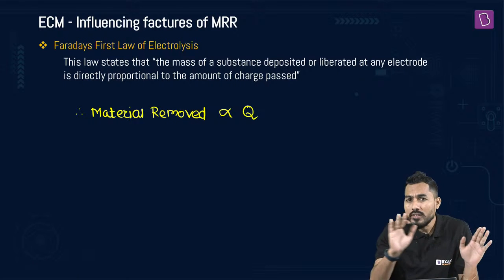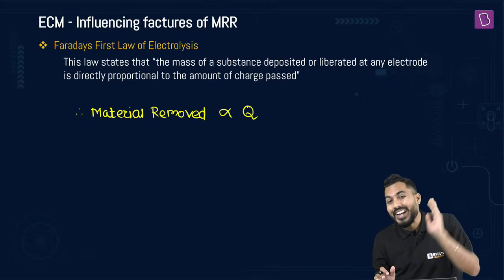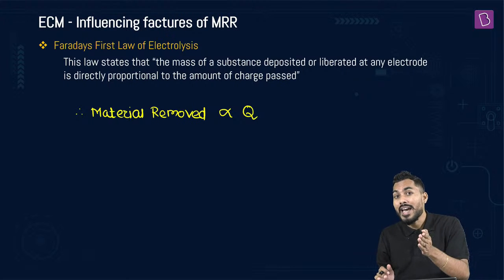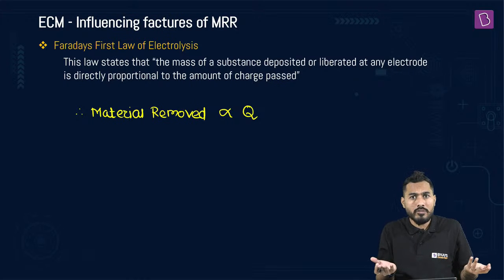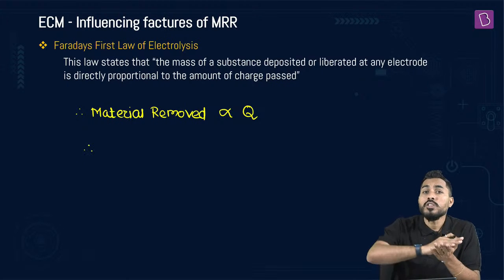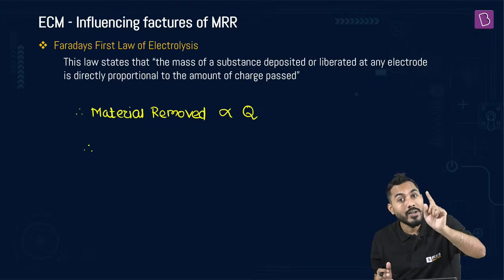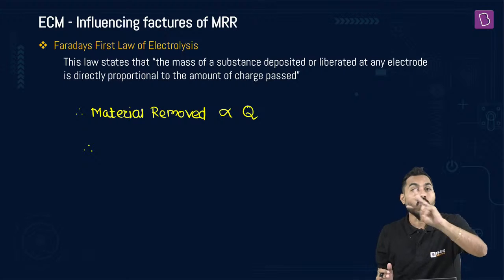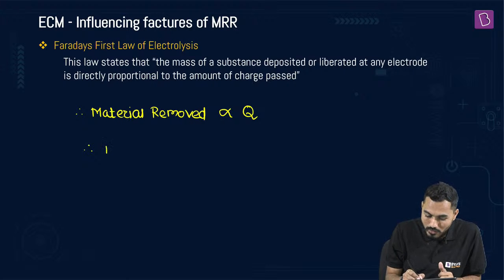But sir, I am not interested in calculating the total material removed. We are interested in calculating the rate. And we know that rate is always calculated with respect to time. Sir, you don't tell me how much is the total amount of material removed. You tell me how much material is removed in 1 minute or 1 second or 1 hour. That means we have to measure with respect to time. So I am interested in the material removal rate, which is directly proportional to the amount of charge carried.